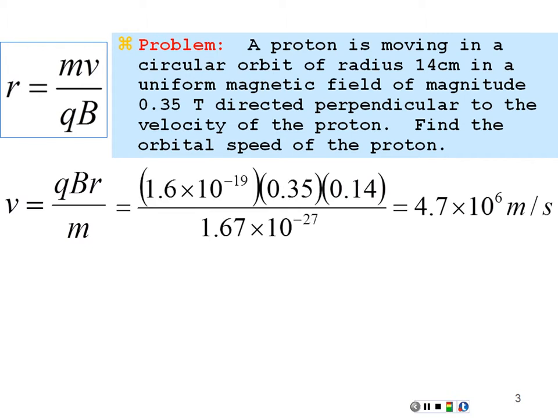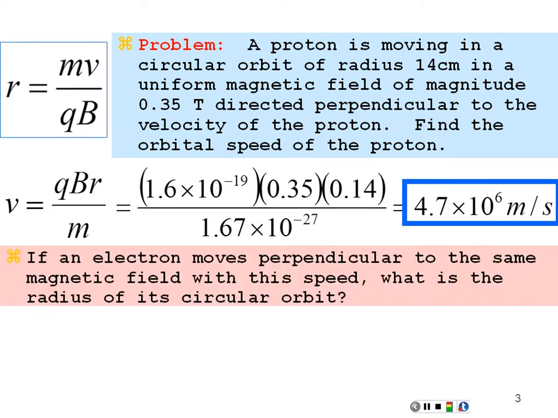Charge of the proton, 1.6 times 10 to the minus 19 coulombs. The magnetic field was 0.35 tesla, and we're told the radius of this circle was 0.14 meters. Mass of the proton is 1.67 times 10 to the minus 27 kilograms. So it's moving at a pretty good clip, 4.7 times 10 to the 6 meters per second.